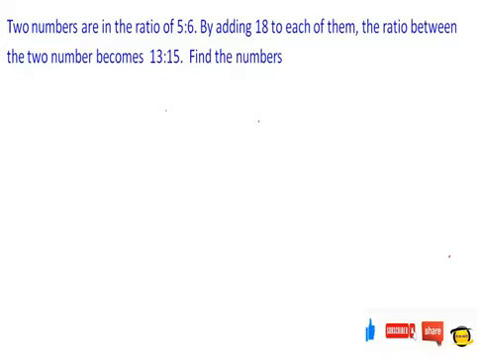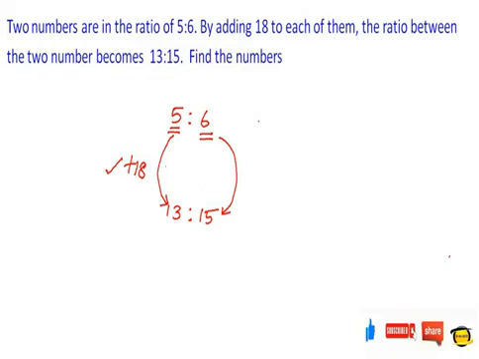So let's try that. The ratio between the two numbers is given as 5:6, and then we are adding 18 to both the numbers, and then the ratio changes to 13:15, right? So what is happening because of this addition of 18? 5 parts of the first number changes to 13 parts, and 6 parts of the second number changes to 15 parts. So basically there is a change of 8 parts in the first number, and there is a difference or change of 9 parts in the second number, right?